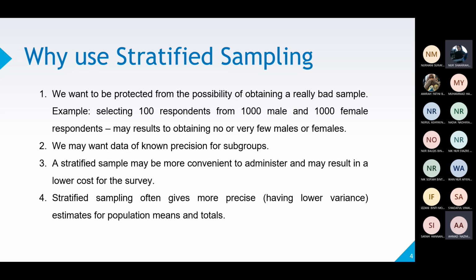The third one is we want to use stratified sampling so that our sample be more convenient to administer and may result in a lower cost of the survey. For example, different sampling approaches may be used for different strata. In a survey of business, a mail survey might be used for large firms, whereas a personal or telephone interview is used for small firms. In other surveys, different sampling methods may be needed in urban and rural areas. Using different methods to collect the data can lower the cost of our survey.